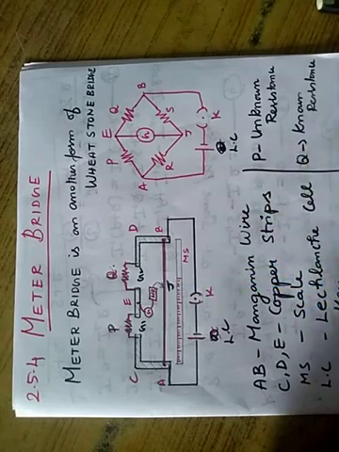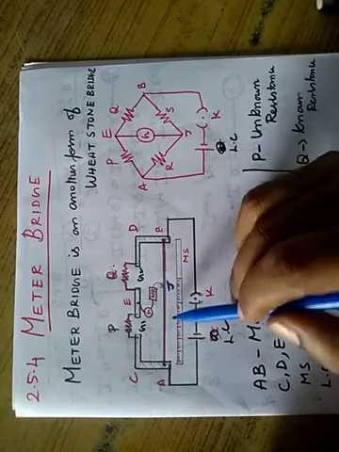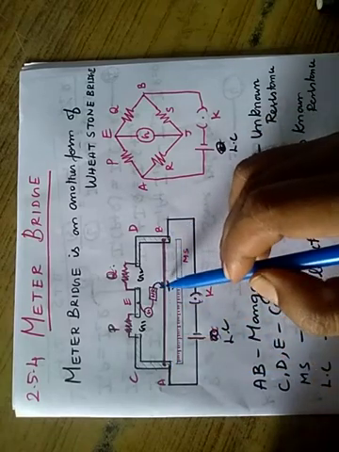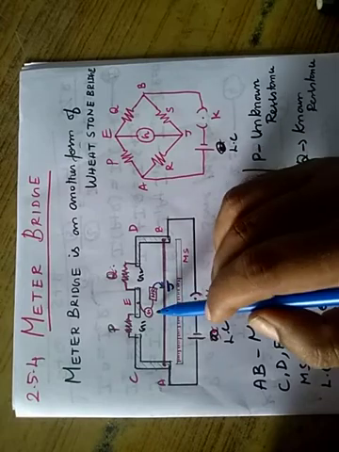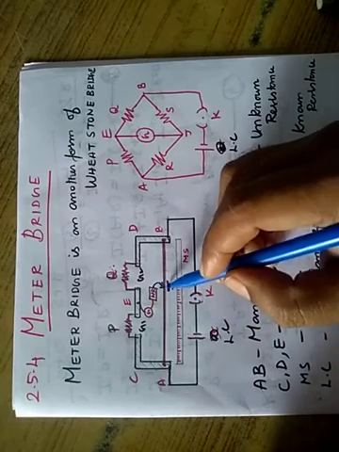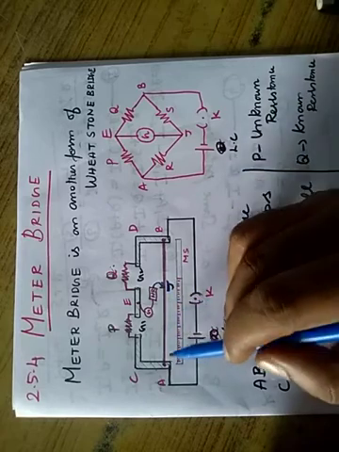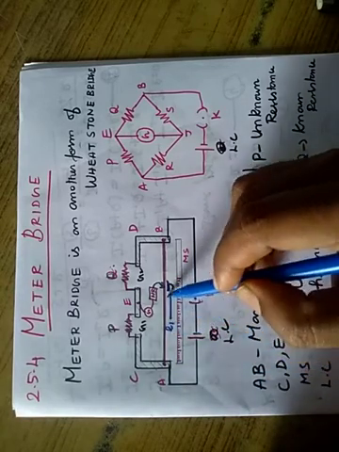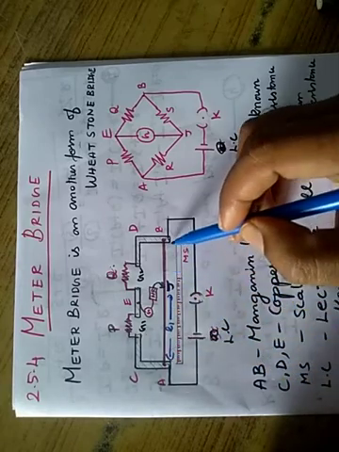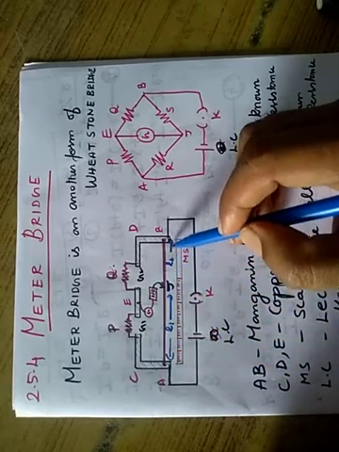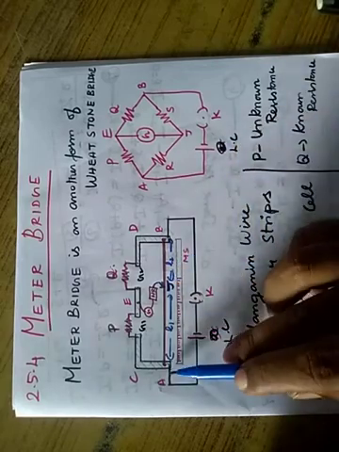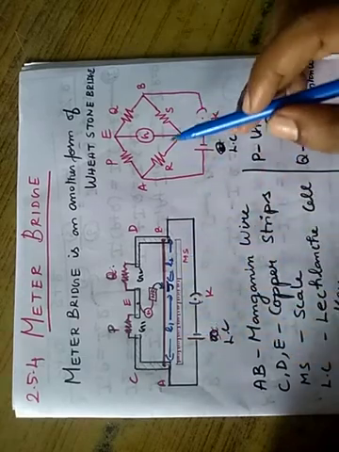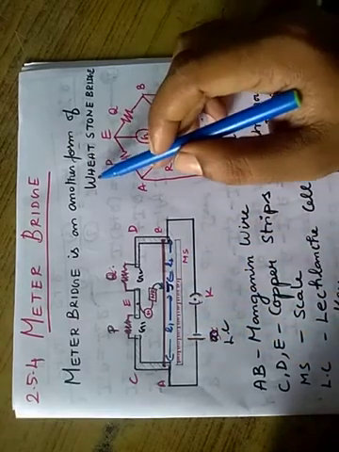Suppose the jockey is moved on the meter bridge wire. At some point the galvanometer shows zero deflection. That point is referred to as J. The length between A and J is L1 and the length between B and J is L2. Here, listen, these lengths AJ and BJ replace the R and S in the Wheatstone bridge.